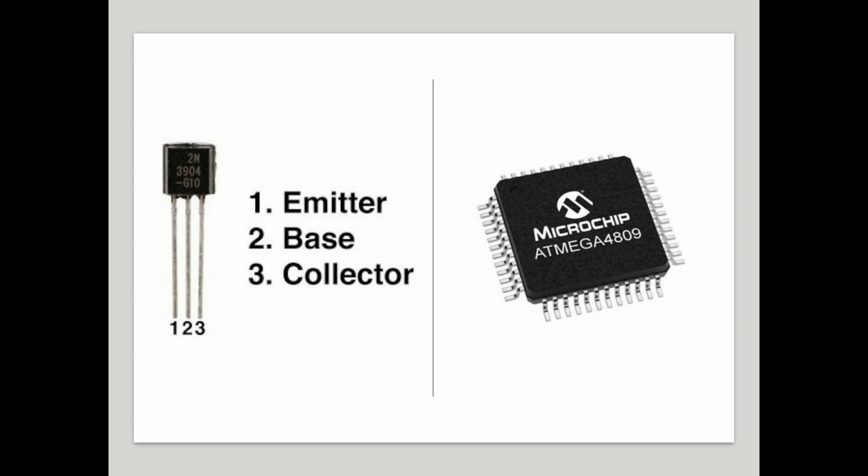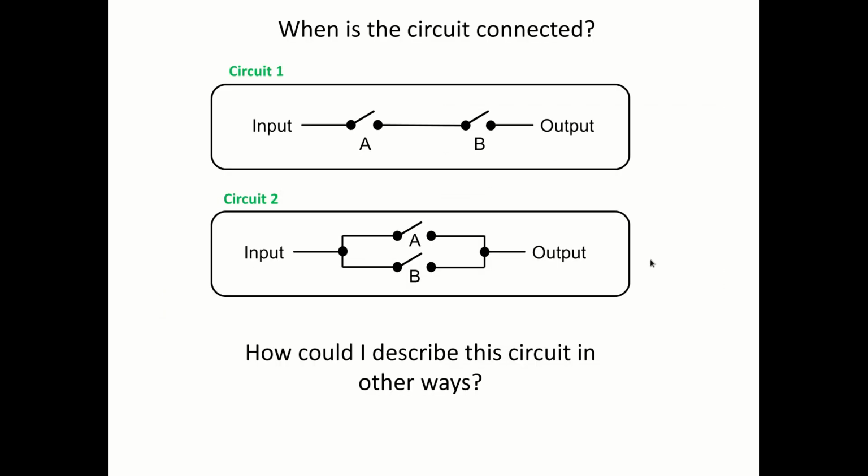Okay, so let's think about how we can use transistors to control circuits, and if I move on a little bit, again thinking about the transistor as a type of switch, we can see how we can use those transistors to change the behavior of a circuit. So first of all, let's have a look at circuit 1. Now, each of these is a switch, and I've drawn them as mechanical switches there, but we could also think of these as transistors, so electrical switches which can be turned on or off by electricity.